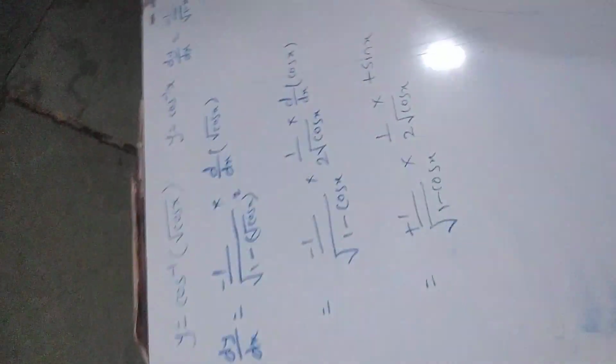Now the next problem will be y is equal to tan inverse x. For y is equal to tan inverse x, basically we will use, for tan inverse x, the derivative as we very well know. We will use y is equal to tan inverse of 1 plus 2x plus tan inverse of 1 minus 2x.